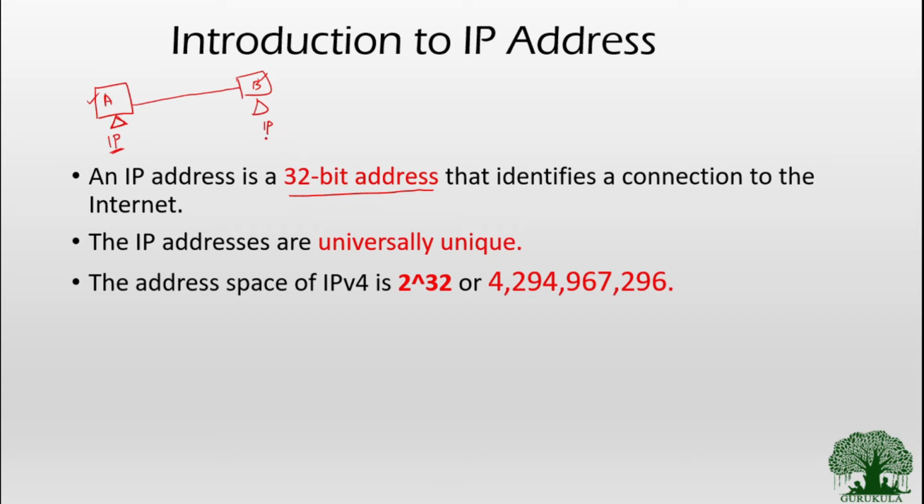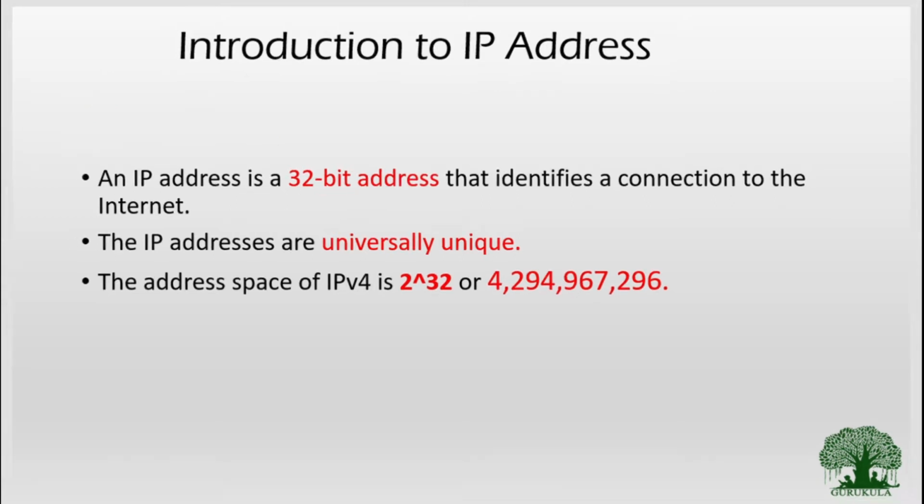And when I say address, it is obvious that no two systems on the internet should have a common or the same IP address. So obviously all IP addresses are universally unique. How many IP addresses can we have? It is quite simple math. We have 32 bits of addresses, so 2 raised to the power 32 gives approximately 4 billion IP addresses. That is a very basic introduction to an IP address.